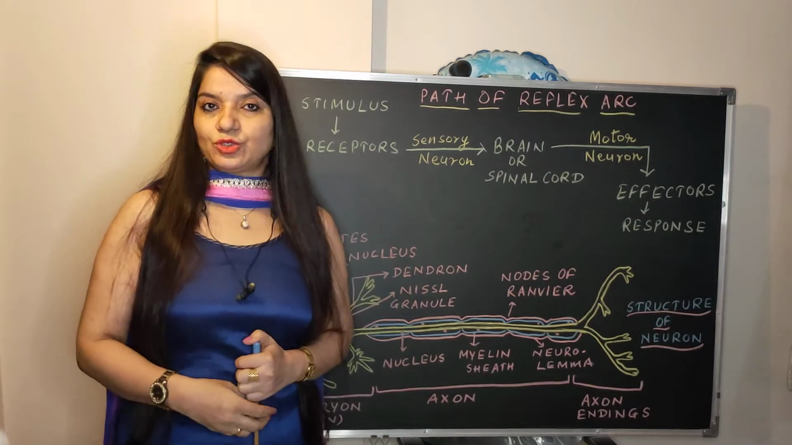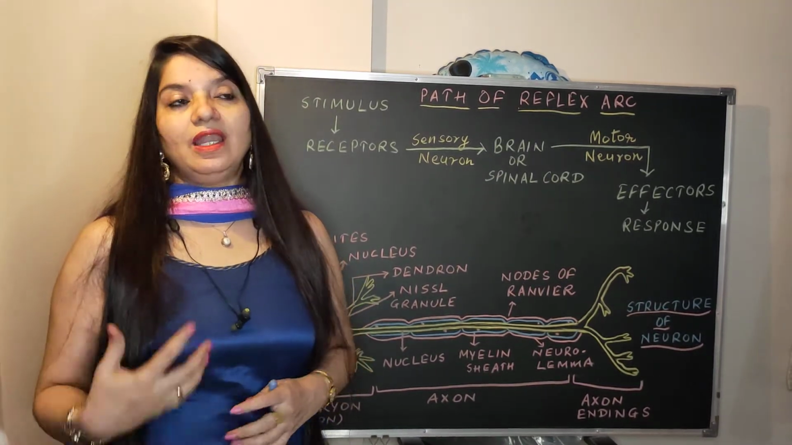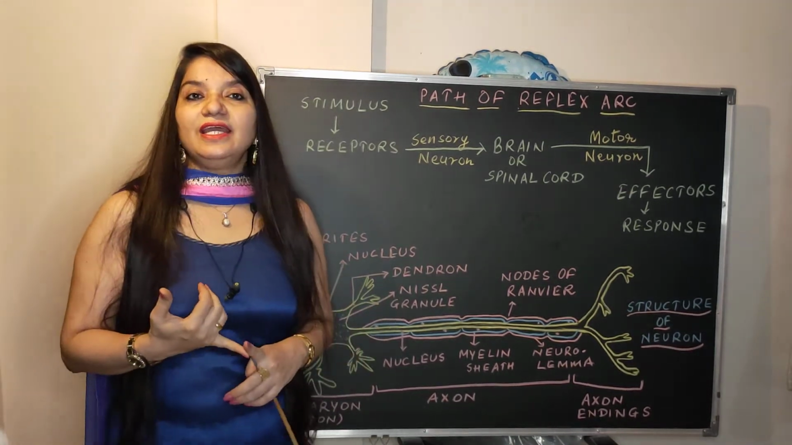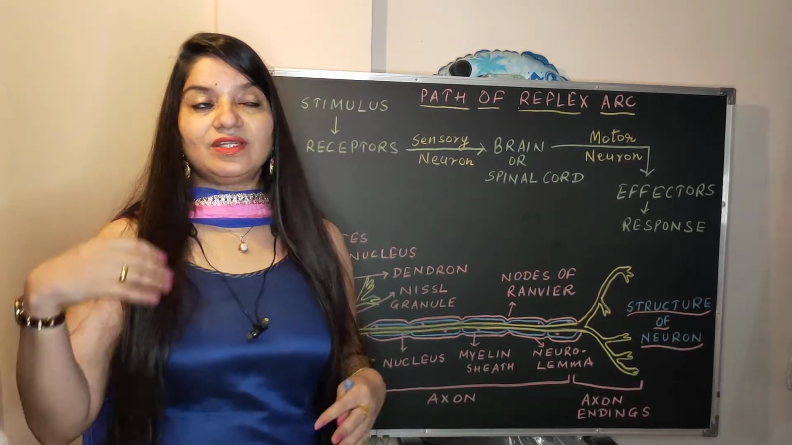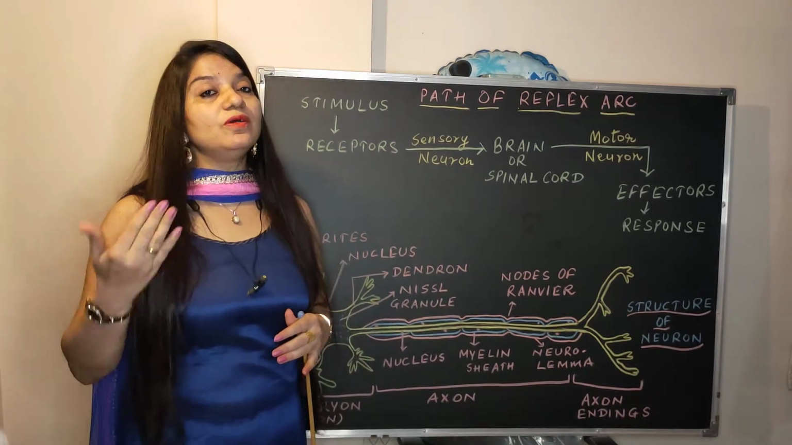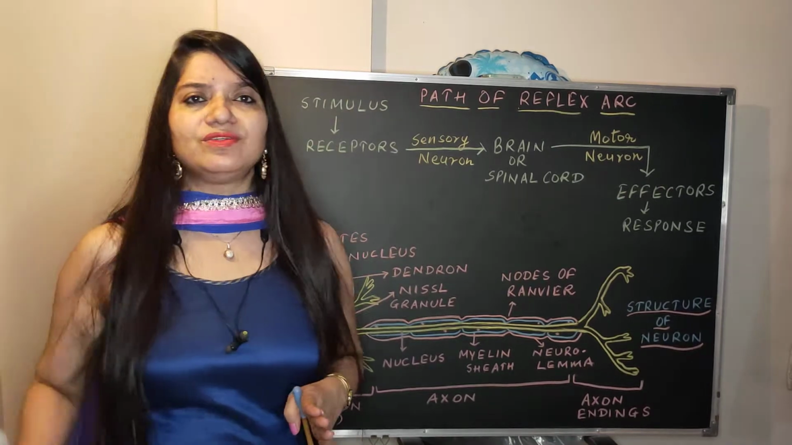Before discussing the structure of the neuron, I will talk about the functions of the nervous system, like what the nervous system exactly does in our body. First, it keeps us informed about the external surroundings. Whatever is happening in your external environment, it is the nervous system which keeps you informed. Second, it is responsible for carrying out all the voluntary actions.